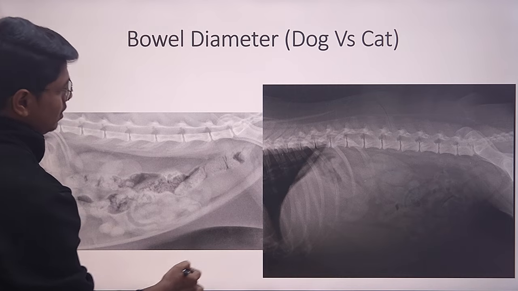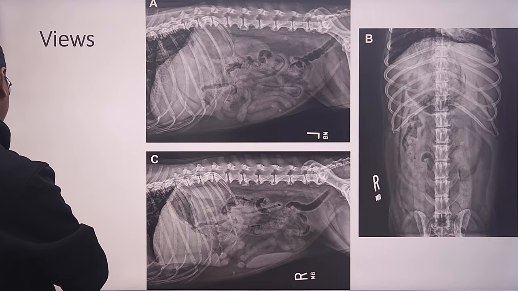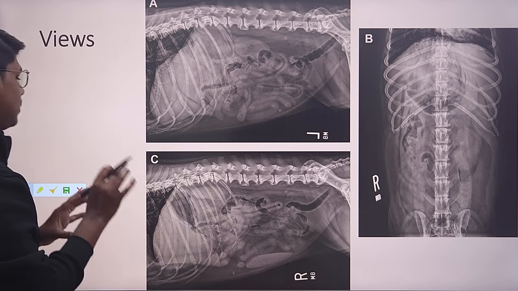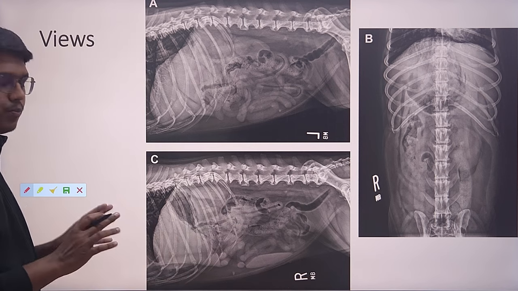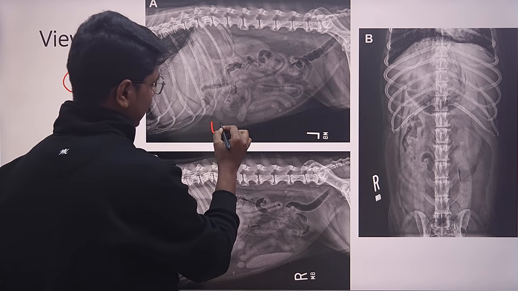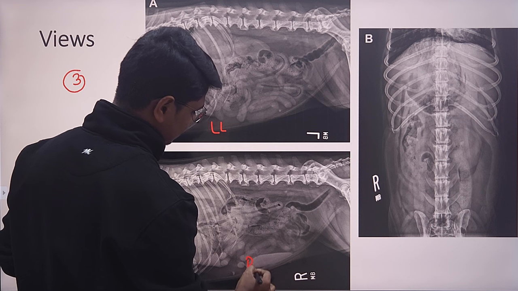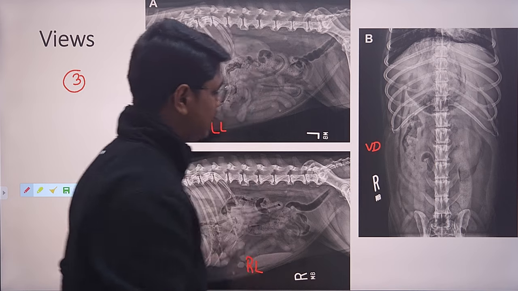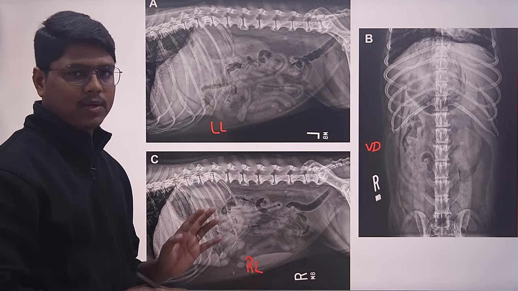Next, we will go for the number of views you should acquire while evaluating the small intestine. Many articles and books suggest that you should take at least 3 views: the left lateral, the right lateral, and the ventrodorsal. These 3 views you should always take while evaluating the intestine.